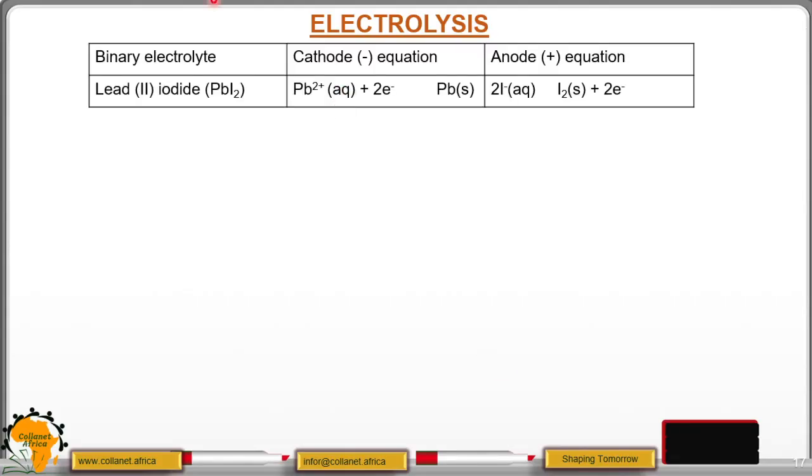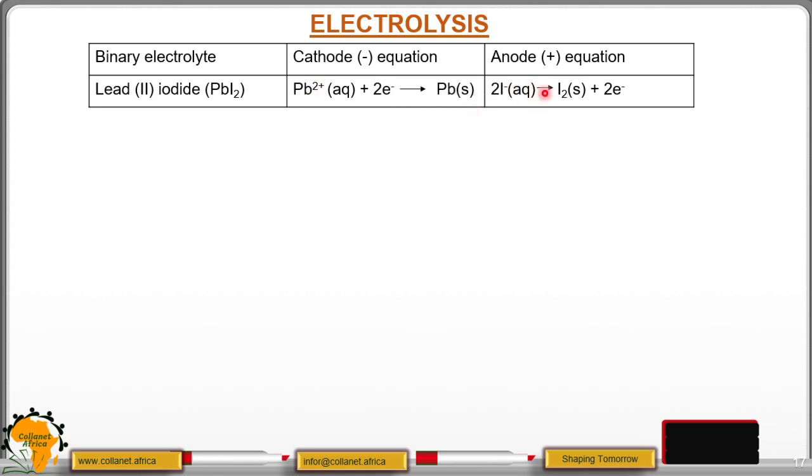Now, it is good to explain how you balance this equation. For binary electrolytes, for example, we have lead(II) iodide. The formula is that because lead(II) has a valency of 2, and iodine, which is a halogen in group 7, has a valency of 1, the interchange will form that formula. So at the cathode, the lead(II) will gain 2 electrons, and when it gains 2 electrons, they form solid lead.